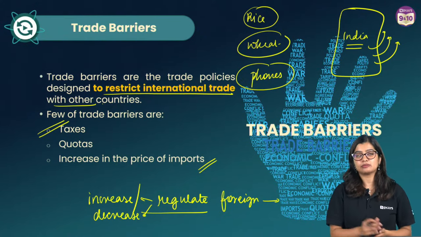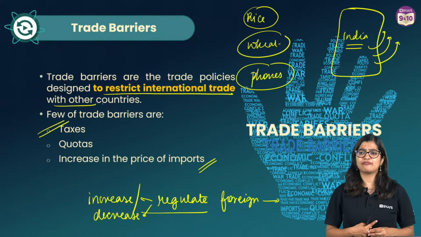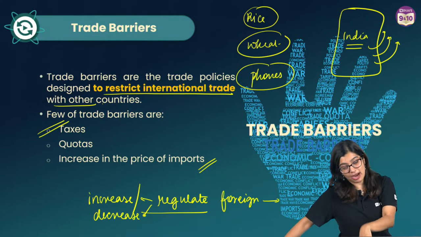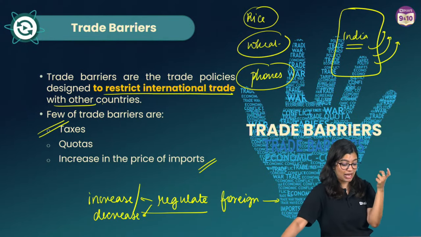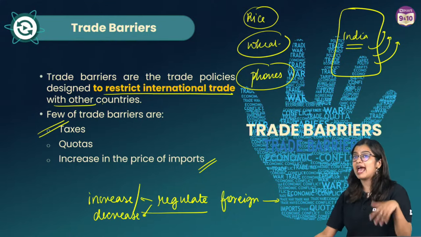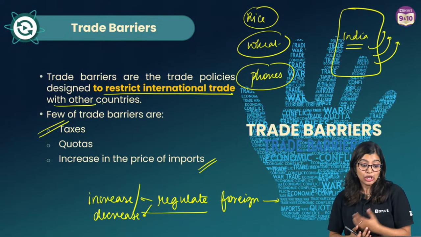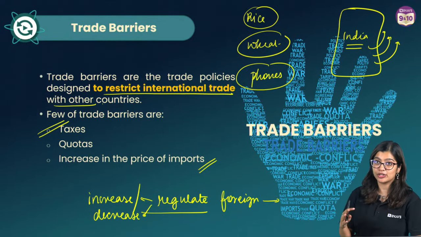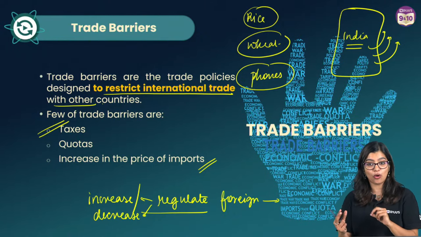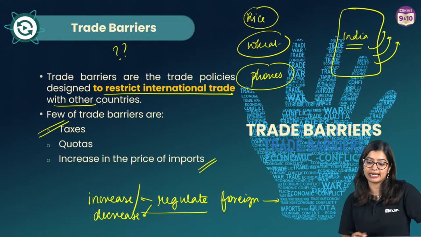Similarly, if you look at imported phones, or phones which are not being assembled or manufactured in India, but are being manufactured or assembled elsewhere, their prices will be relatively higher when compared to something that has been assembled here. So thereby, the government plays a very important role in regulating foreign trade, deciding how much should come, how much should go, right? They will have an eye on all of it. So are we clear with what is a trade barrier?